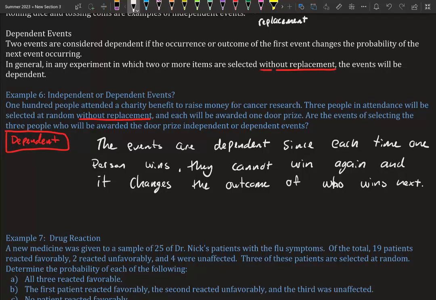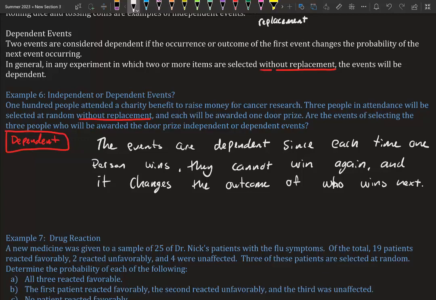So the events are dependent since each time one person wins, they cannot win again, and it changes the outcome of who wins next. So we're picking 3 people. Let's say I win. I'm the first out of 100 people who wins. I can't be picked again because I can't win twice. That's not fair. So now there's 99 people left over. I changed the outcome. I changed from 100 to 99 people.